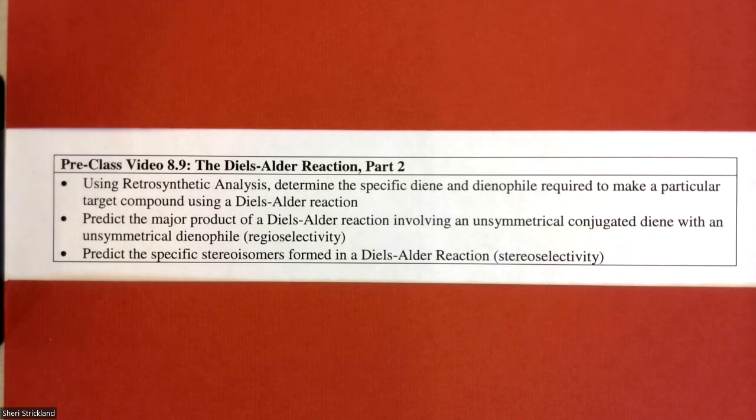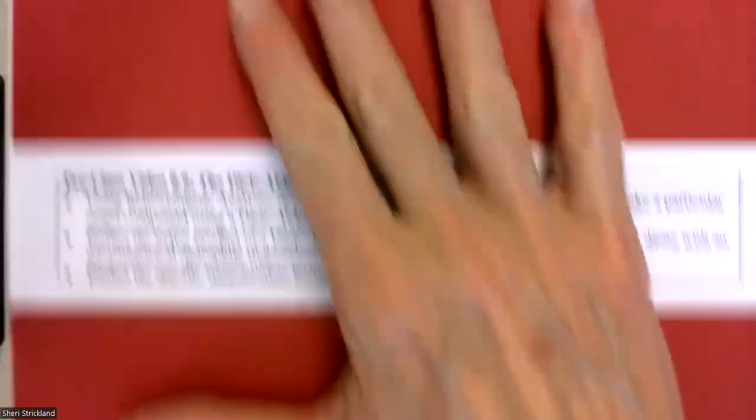In this video, we will continue our investigation of the Diels-Alder reaction. Take a minute to read through these student learning objectives. These are the things you should be able to do by the end of this video so that you're ready for the more difficult things we will do together in class.